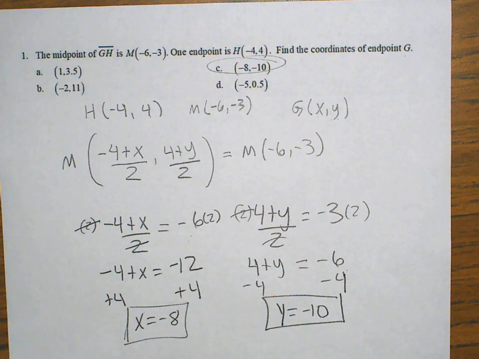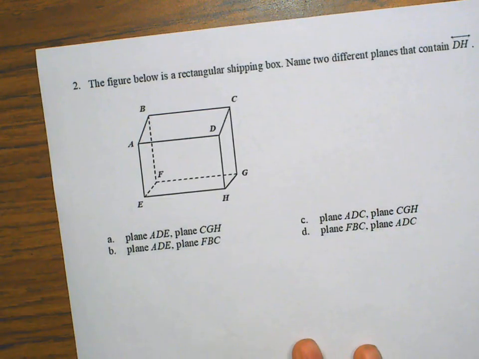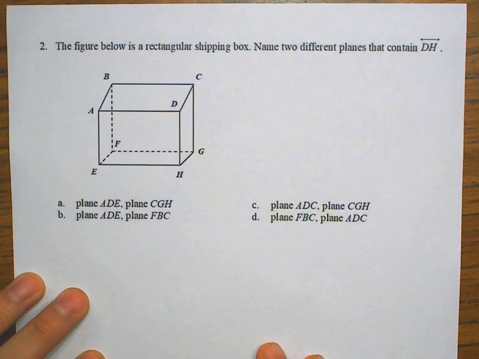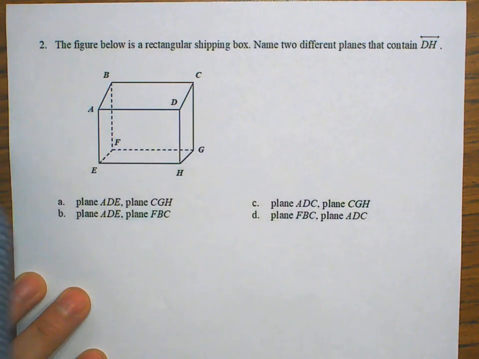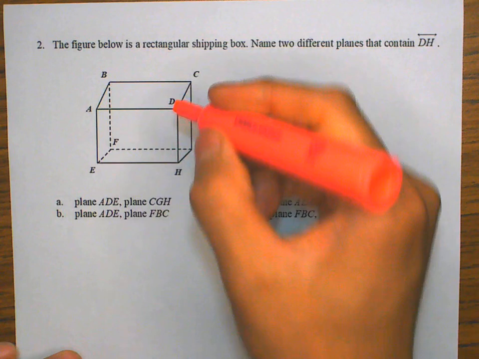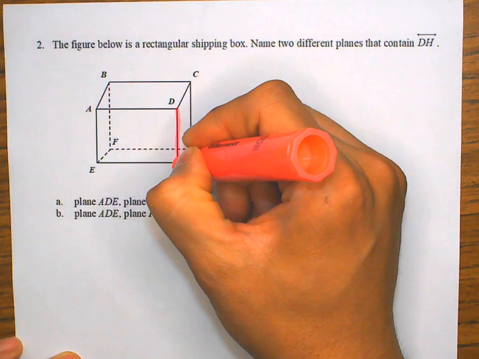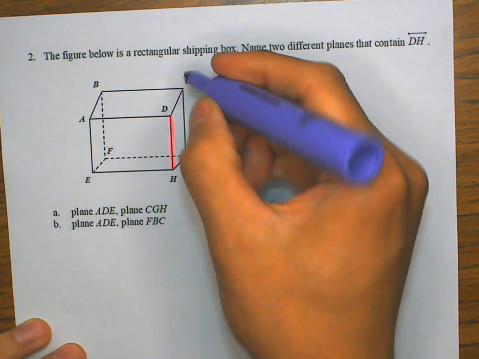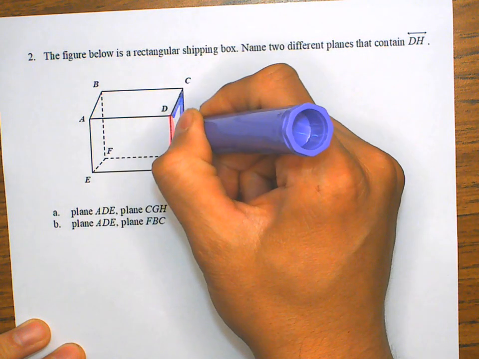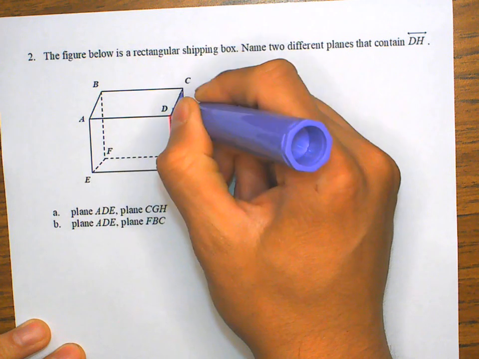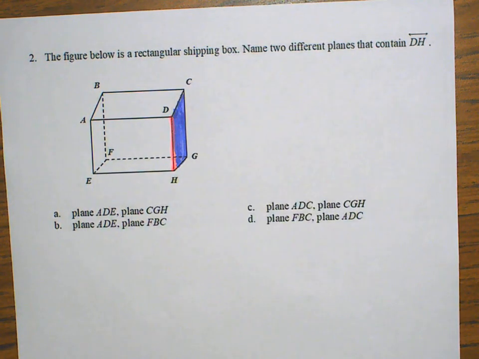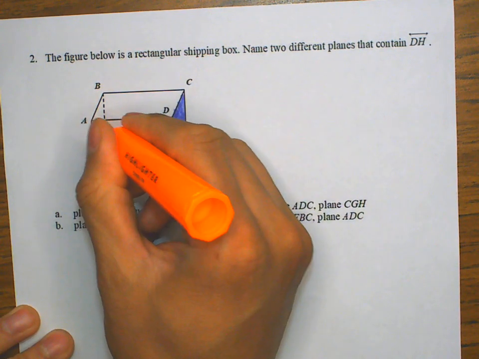All right, for the second example, we have the following. It says the figure below is a rectangular shipping box. Name two different planes that contain DH. So if we look at DH, it is this line right here. This line is contained in two different planes. It's contained in this side plane right here. And it is also contained in this front plane right there.